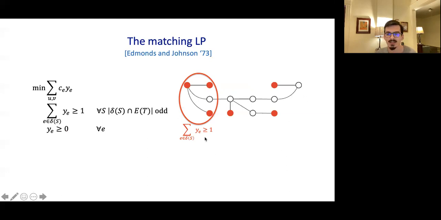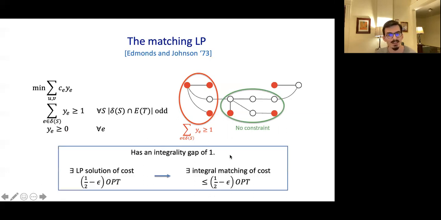And it turns out that this set of constraints is enough. So this green set does not have to show up. And what's great is that this LP completely characterizes the cost of an integral matching. So to say there exists a cheap matching, we just need to find a cheap solution to this linear program. We need to send fraction 1 across every odd cut of the tree. And remember, all we're trying to do is show the existence of a cheap matching. The algorithm finds the cheapest one.